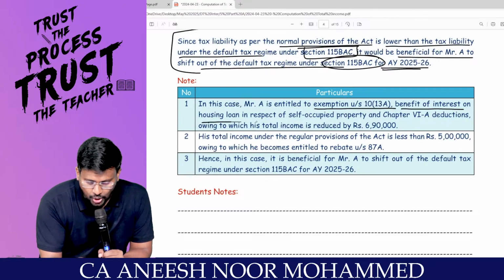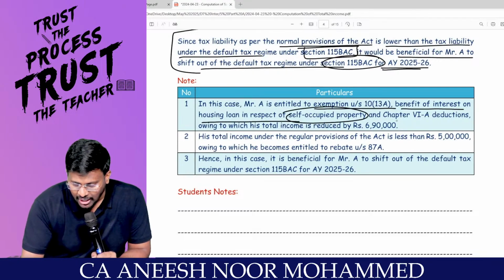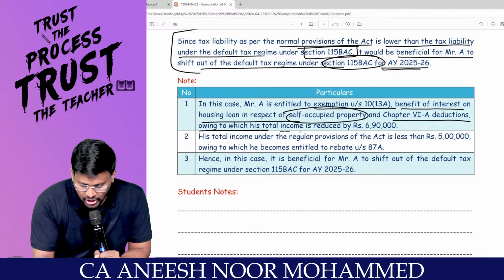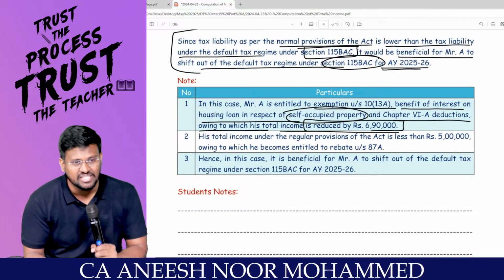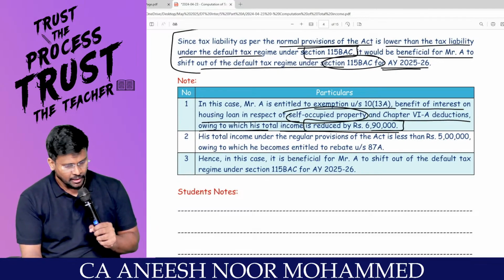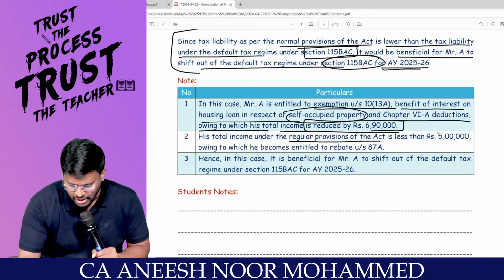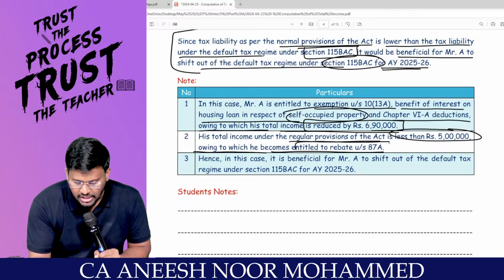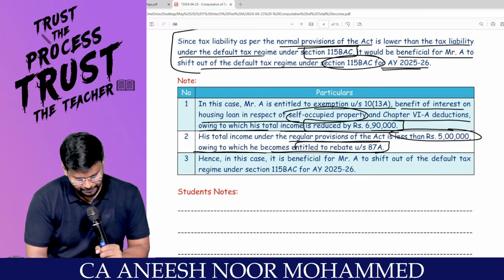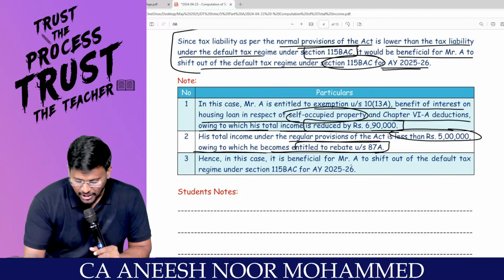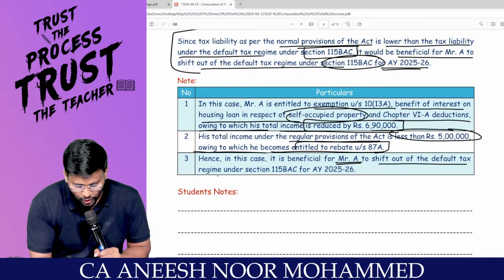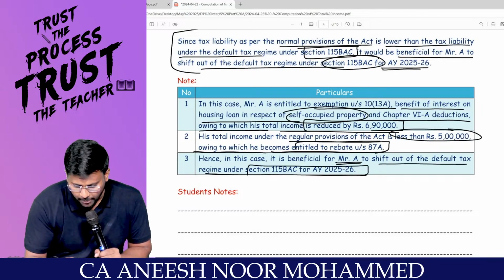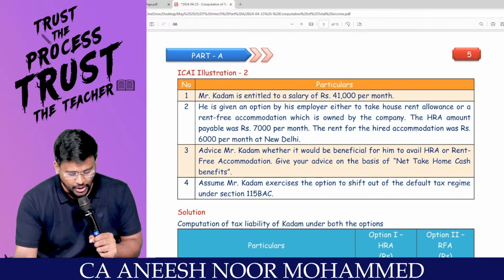Benefit of interest on housing loan in respect of self-occupied property and Chapter 6A deduction, owing to which total income is reduced by 6,90,000. Logically right? His total income under the regular provisions of the Act is less than how much lakh? 5 lakh, to which he becomes entitled to rebate under 87A. Hence, in this case, it is beneficial for Mr. A to shift out of the default tax regime under 115BAC for assessment year 25-26.